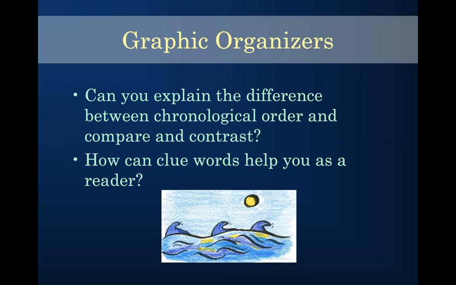I might even use some compare and contrast words to explain the difference because that's exactly what we're doing here. I could say something like chronological order is putting important events in order as they happened, while compare and contrast is saying how two things are similar and different. And then I want you to think for a minute, how can these clue words help you as a reader?